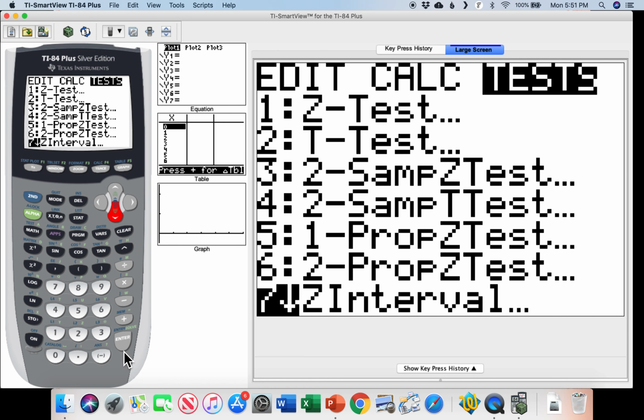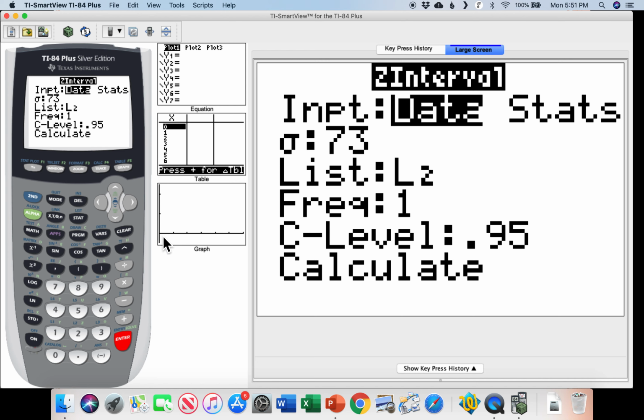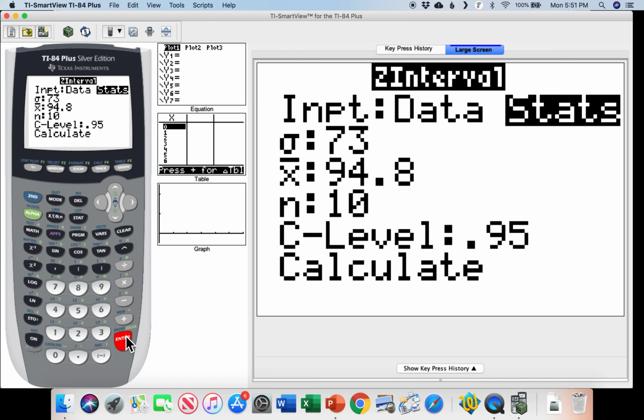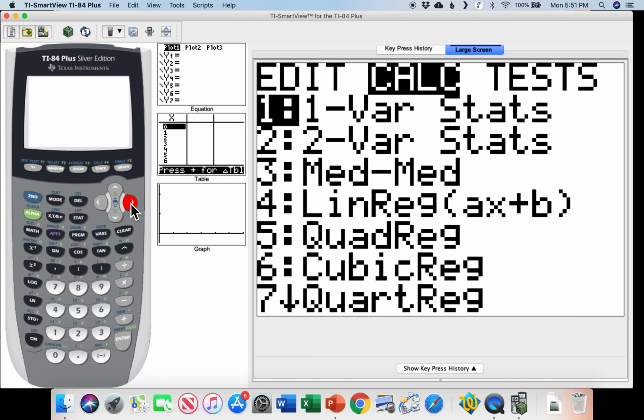So if you are to be using Z-scores, and not t-scores, so you have the population standard deviation and not the sample standard deviation, make sure stats is highlighted here, and you will see the information that the calculator is asking of you is the population standard deviation, x-bar, sample size, and C-level for confidence level. And if you put in the numbers directly from your problem, you can hit calculate and you will get a confidence interval. And it's very similar as what you'll see with T-interval.